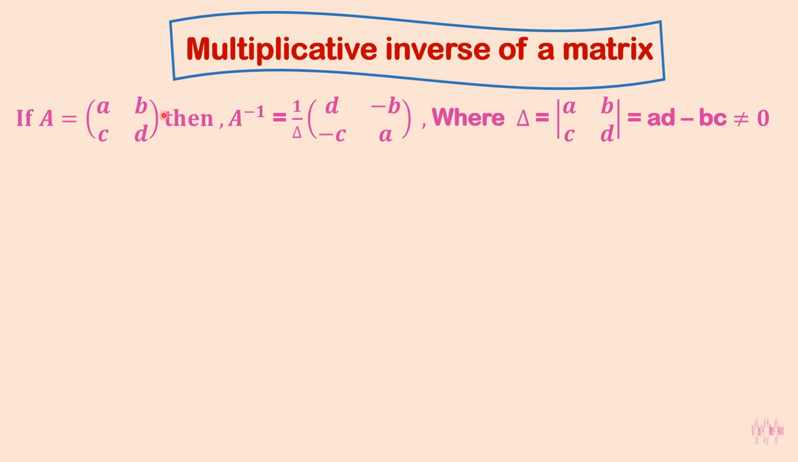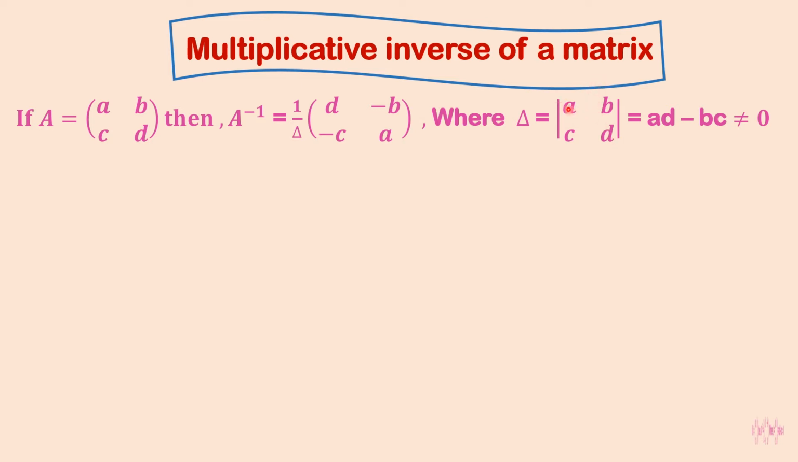Delta equals, we change the matrix into what? Into determinant. We convert the matrix into determinant. Why do we convert the matrix into determinant? To be able to find its value. So if we convert the matrix into determinant, we can find the value of it.